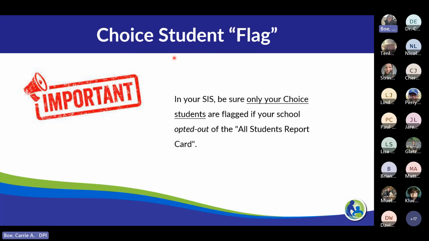If you opted out and are only reporting your choice participants, you are only going to be attaining WISE IDs for your choice participants. There is a setting in your SIS indicating whether you should be reporting all of your enrollments for WISE data or only the choice participants. Write that down. If you opted out of the all student report card, you do not want to go through the work of attaining WISE IDs for all of your students.